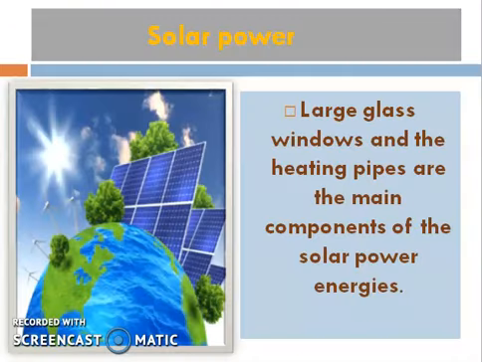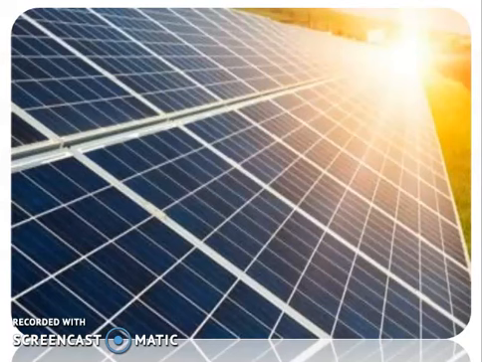So the next one is solar power. Large glass windows and heating pipes are the main components of solar power energy. Here you can see large glasses.